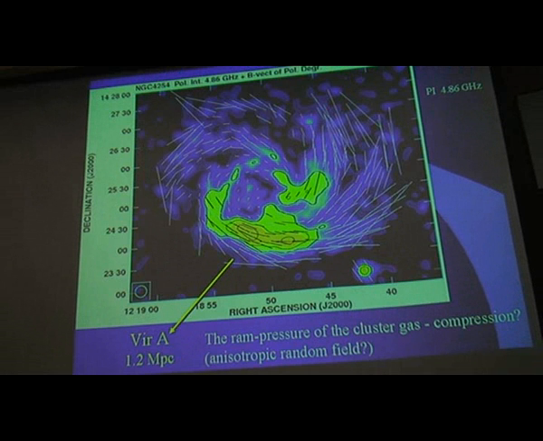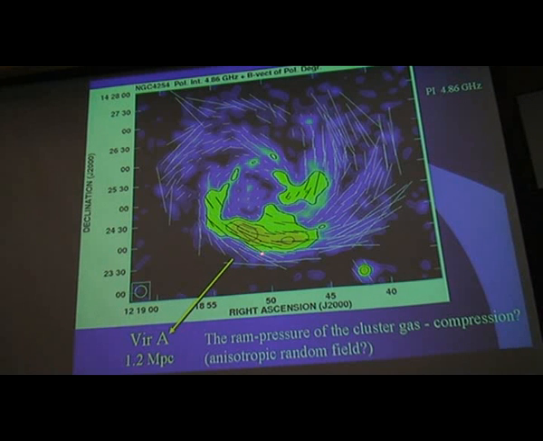The disturbed magnetic fields are best visible in this very asymmetric distribution of the polarized intensity, where a strong polarized ridge is visible in the south, together with an almost azimuthal magnetic field. What could be the cause for this global asymmetry? Maybe it is the ram pressure of the cluster gas exerted on the galaxy during its passage through the cluster medium.